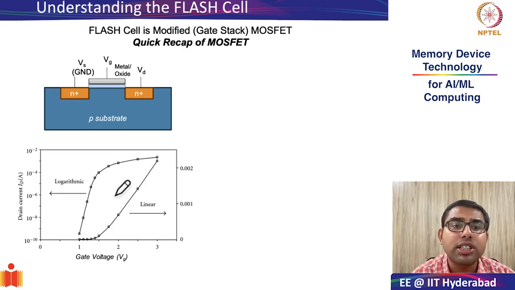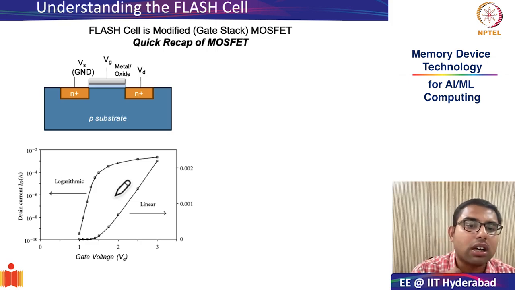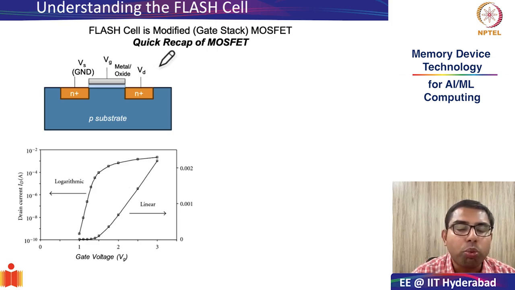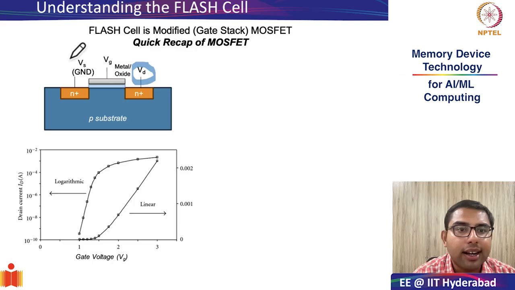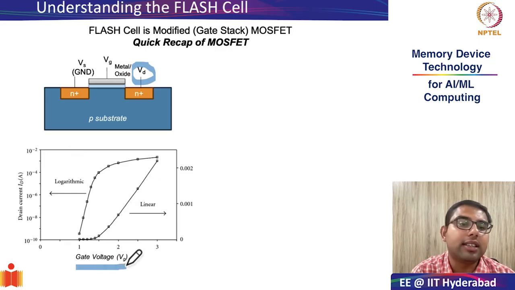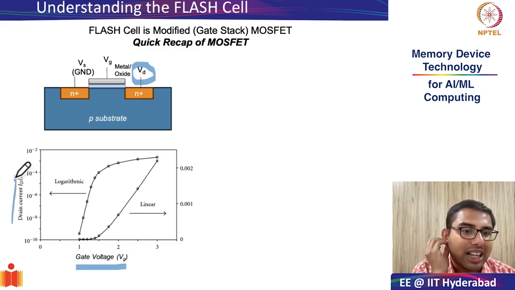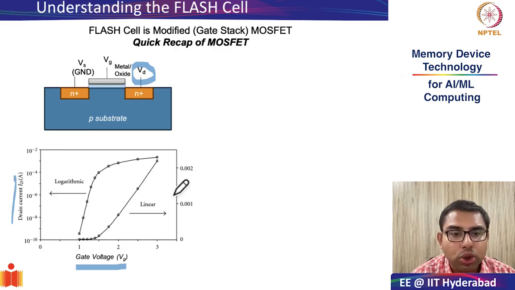What is the transfer characteristics of a transistor? The transfer characteristics of the transistor indicates what happens when I keep the drain bias constant. So I have fixed a small drain bias. Remember, source is grounded. And in this MOSFET, I'm sweeping the gate voltage. When I change the gate voltage, the x-axis or the independent axis is the gate voltage. I try to see what is happening to the drain current of the transistor. Let us focus only on the linear regime first.